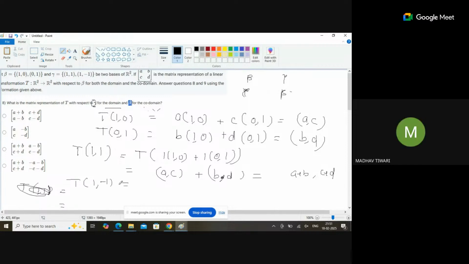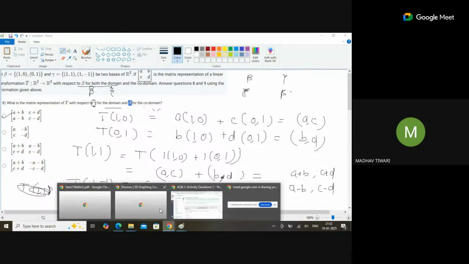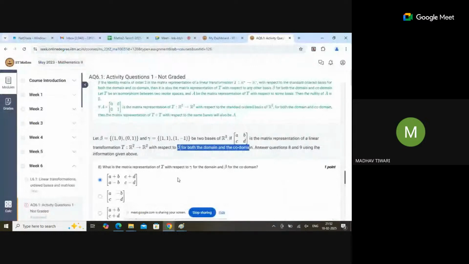So what will I get? It will be a minus b comma c minus d, right? So which option is it? First option, I think, right? Yes, sir. Earlier, the mistake I was making was that I was using beta as my domain and gamma as my codomain, but I have to use beta for both. It was written here. I forgot to see that. Sorry for that. Okay, so this option is correct.